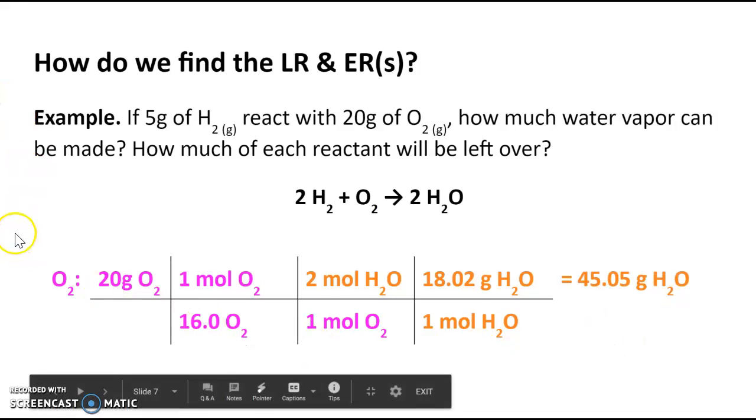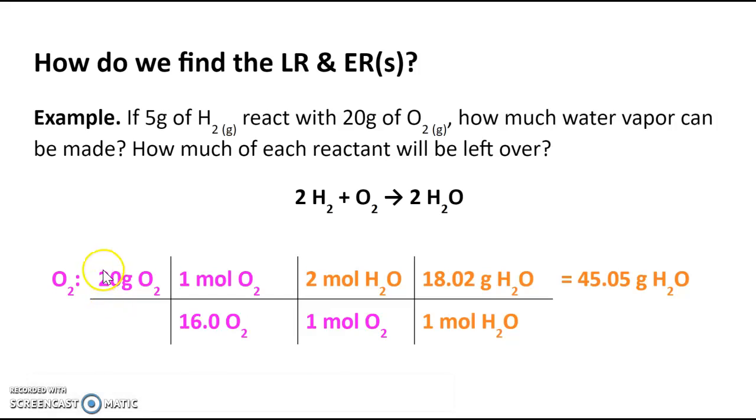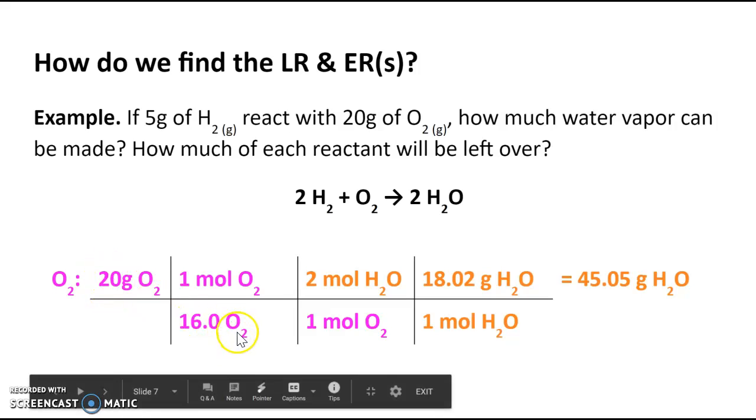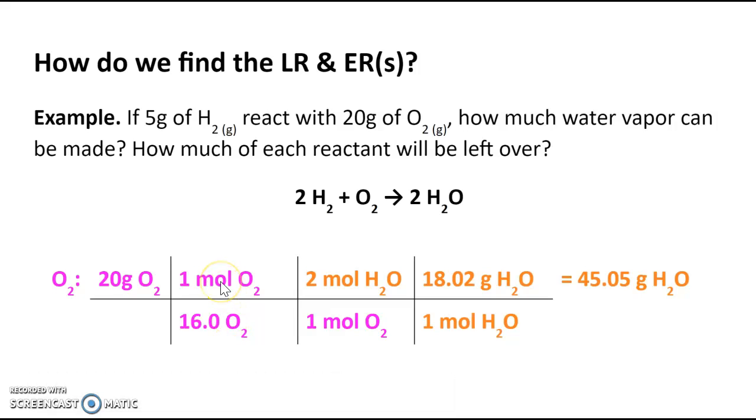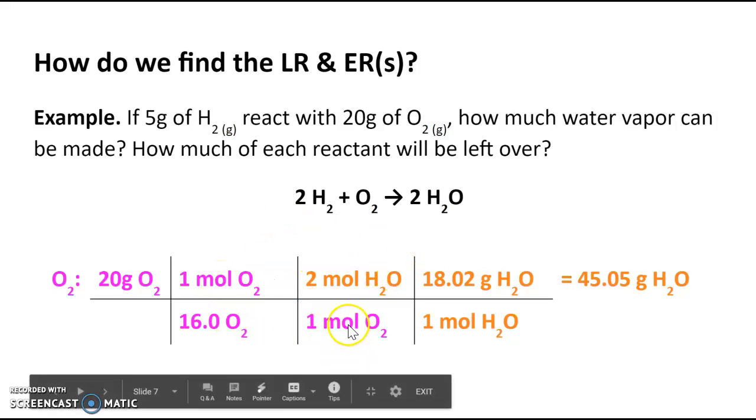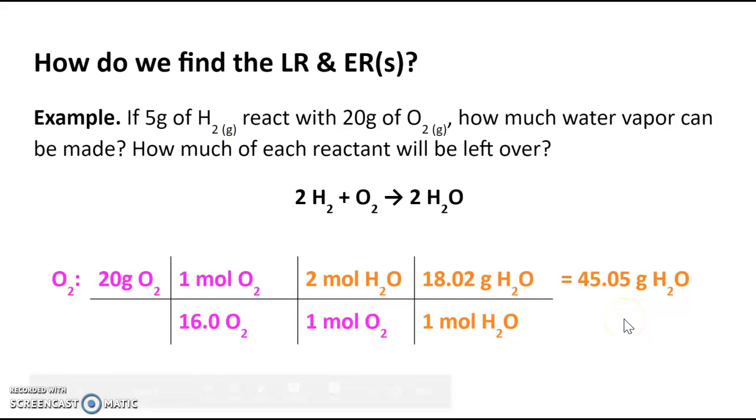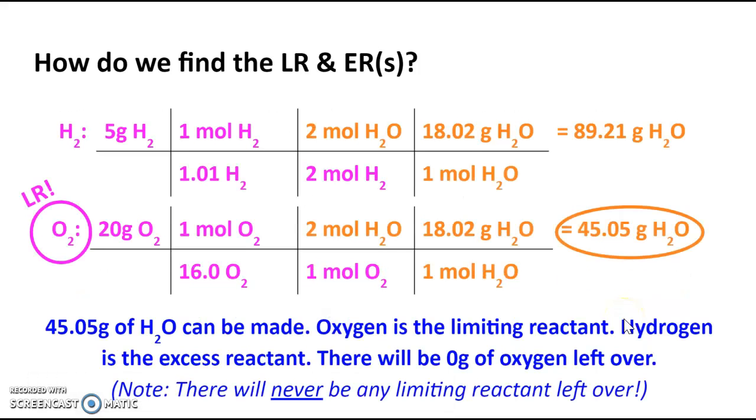For oxygen, we'll start with our 20 grams and we'll do 16 grams of oxygen. I forgot to put my units. How embarrassing. 16 grams of oxygen, 1 mole of oxygen, and then we've got our molar equivalents. 1 mole of oxygen makes 2 moles of water. 1 mole of water is 18.02 grams of water, the molar mass. And that means we make 45.05 grams of water from our 20 grams of oxygen.